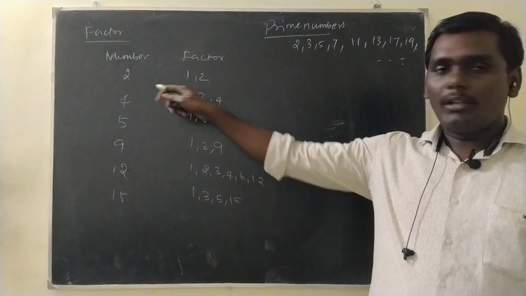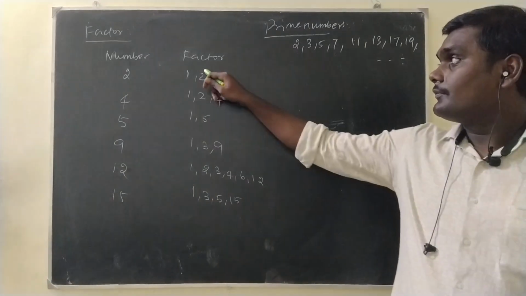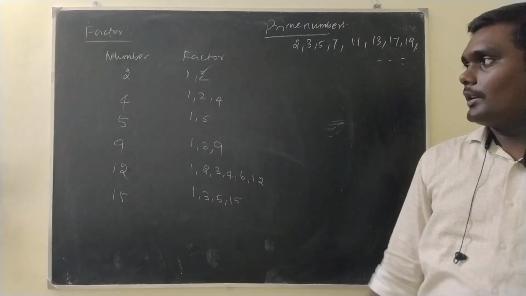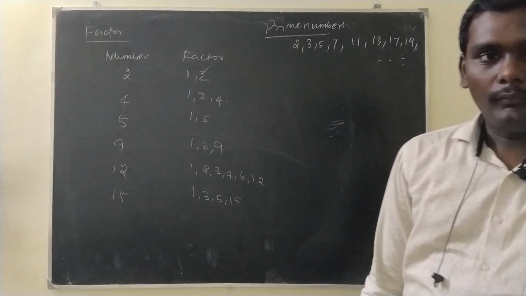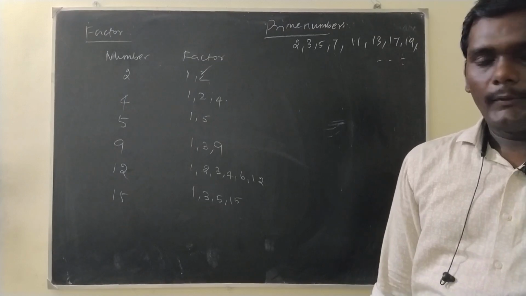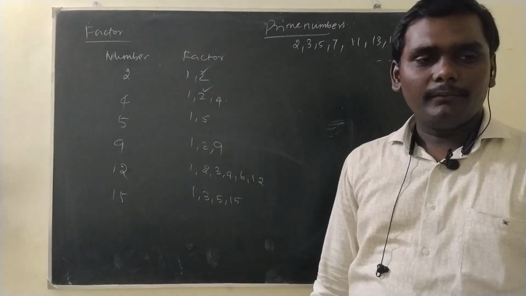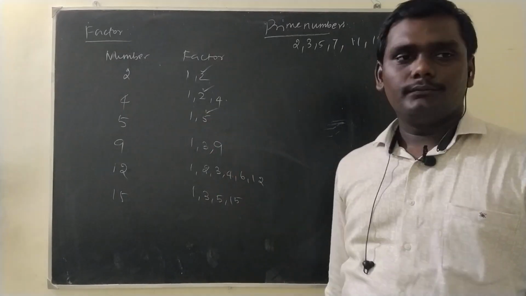Here we say 1 and 2 are factors of the number 2. Among the factors, which is prime? 2 is the prime factor of 2. What are the prime factors of the number 4, can you say? 2 alone. The prime factors of 5? 5 alone. Okay.